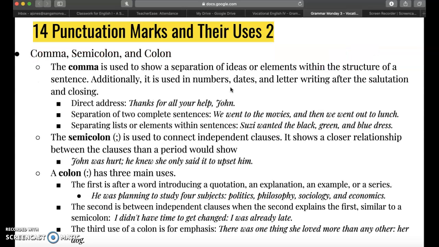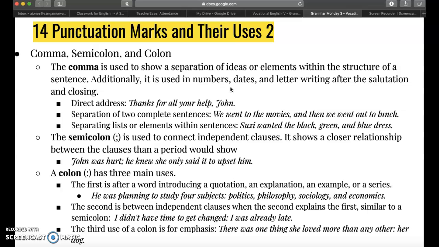Next we see a comma. A comma is used to show separation of ideas or elements within the structure of a sentence. So in a direct address, we would see, thanks for all your help, comma, John. For a separation of two complete sentences, we'd see, we went to the movies, comma, and then we went out to lunch. And separating lists or elements within sentences, Susie wanted the black, comma, green, comma, and blue dress.